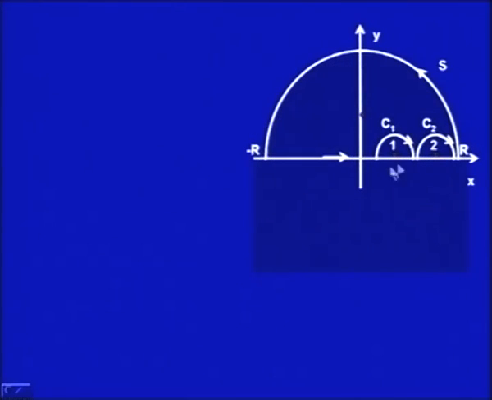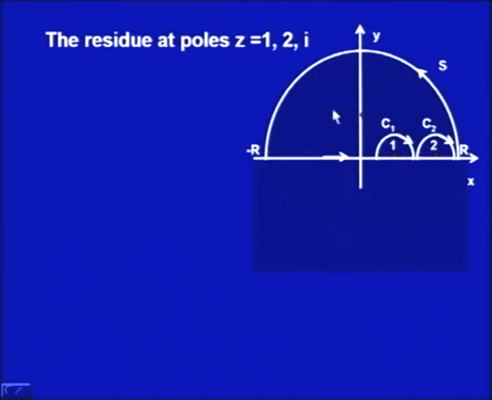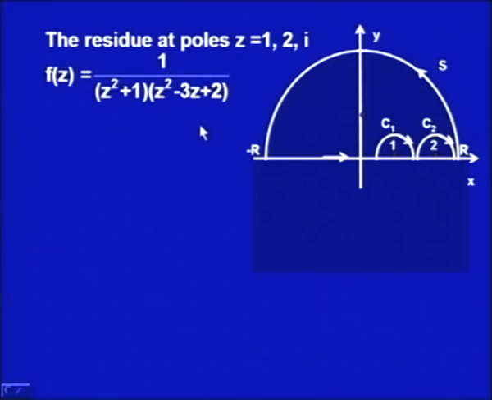If we see the figure, our function has poles at 1 and 2, and we have it at i; minus i would be downwards, so that is in the lower half plane and we are not interested in it. So, we want the residues at the poles 1, 2 and i, where 1 and 2 are on the contour. We would calculate the residues for this function 1 upon (z square plus 1)(z square minus 3z plus 2). Again all the poles are simple.